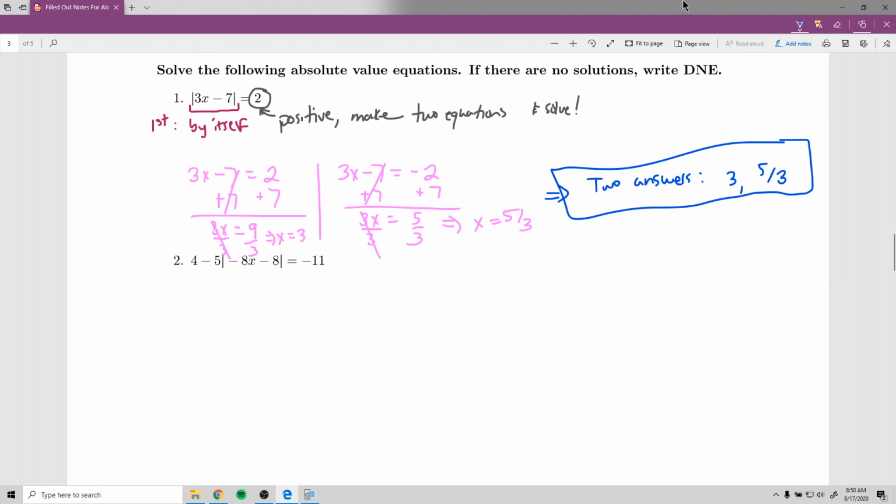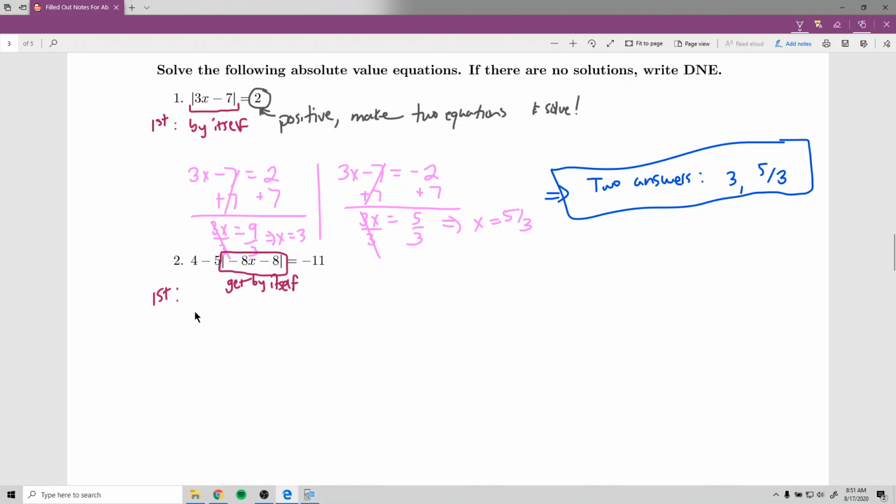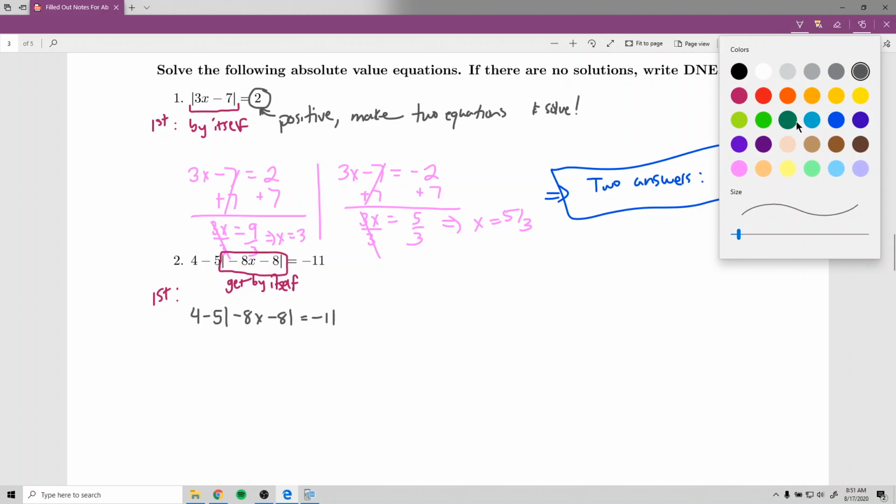All right, so next one, we'll have to actually do some work to get to the first step. This one will really outline that if you don't do the correct thing first, then you'll just fall off the cliff. So first we've got to get this absolute value part by itself. At the start, if this isn't by itself, I don't care if the number over here is positive or negative, because it might change when I get it by itself. All right, so I'm going to rewrite the problem. And I want to get this by itself.